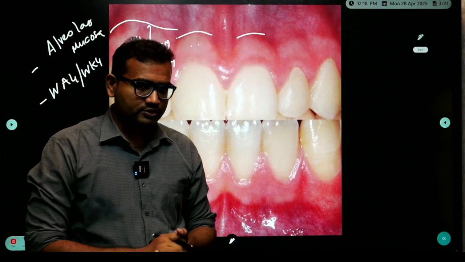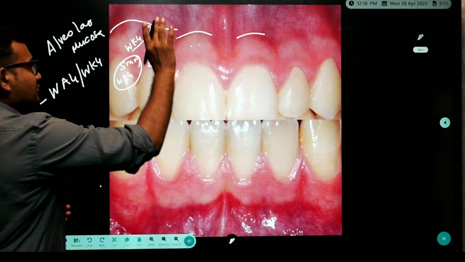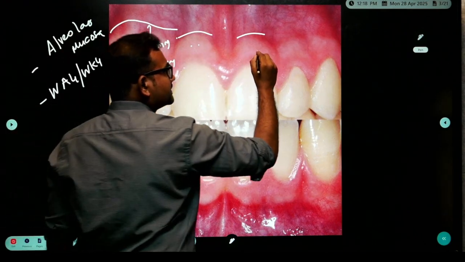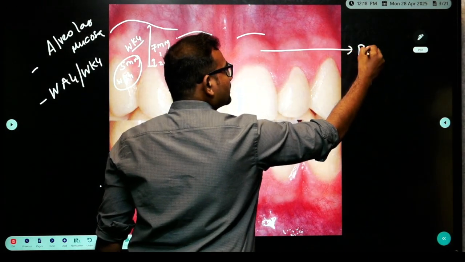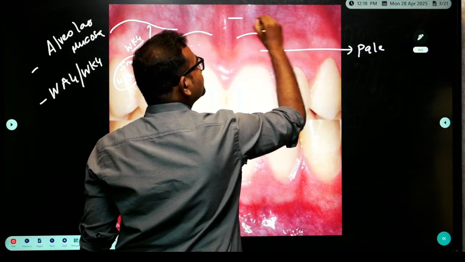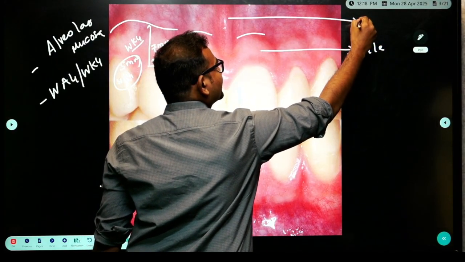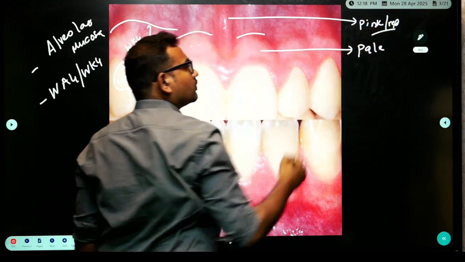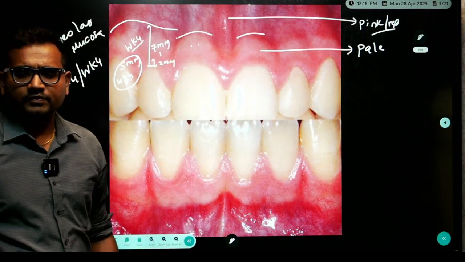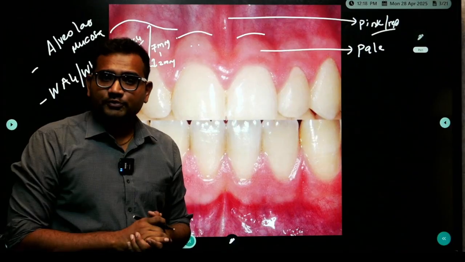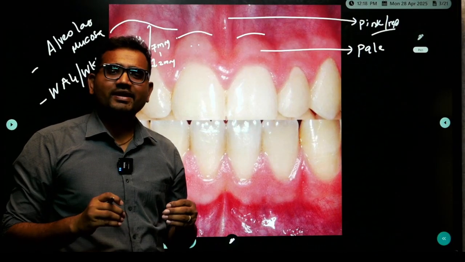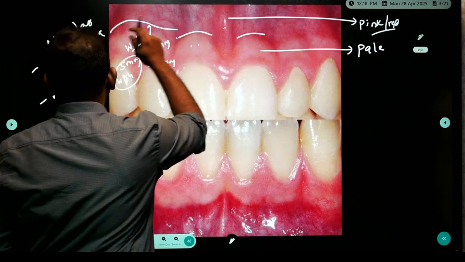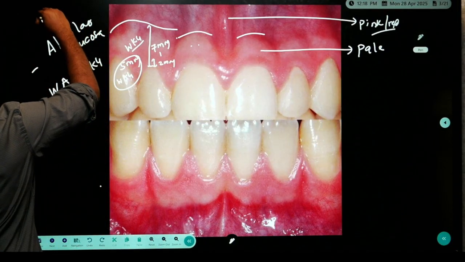So the mucogingival junction is helpful in determining the width of attached gingiva and width of keratinized gingiva, and below that you have alveolar mucosa. As you can see in this picture, the attached gingiva looks pale, whereas the alveolar mucosa is pink or red in color. Why? Very simple. The alveolar mucosa has more elastic fibers. Two, very important, the alveolar mucosa is non-keratinized.